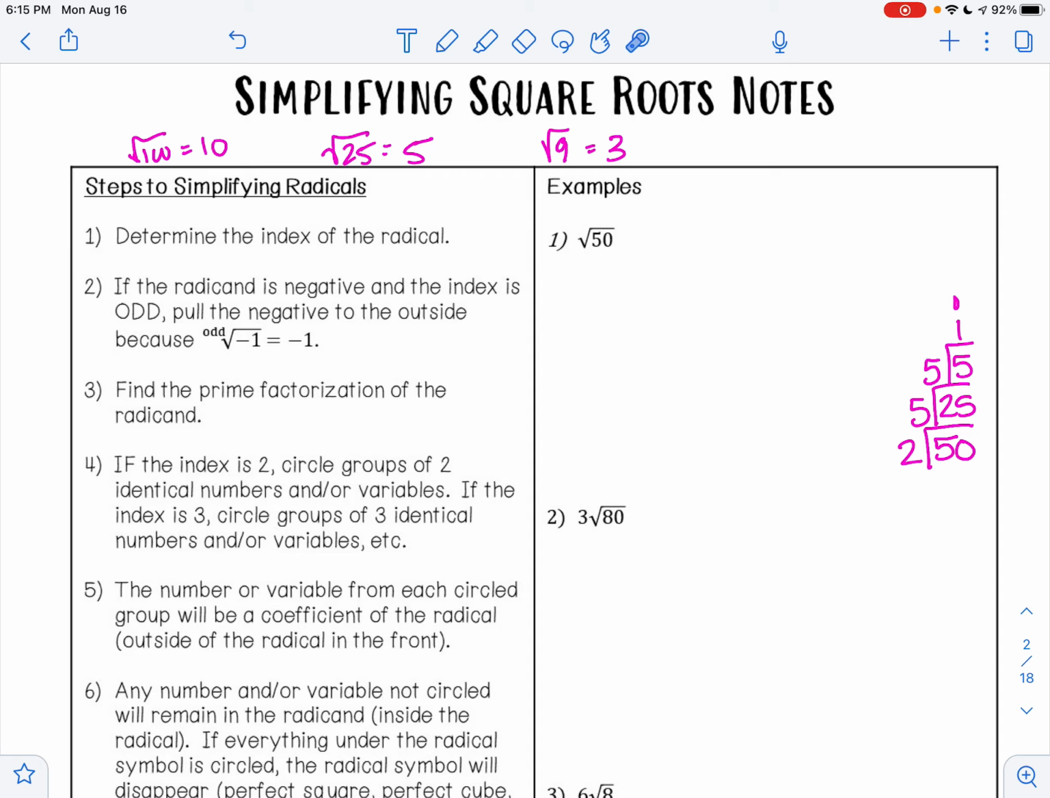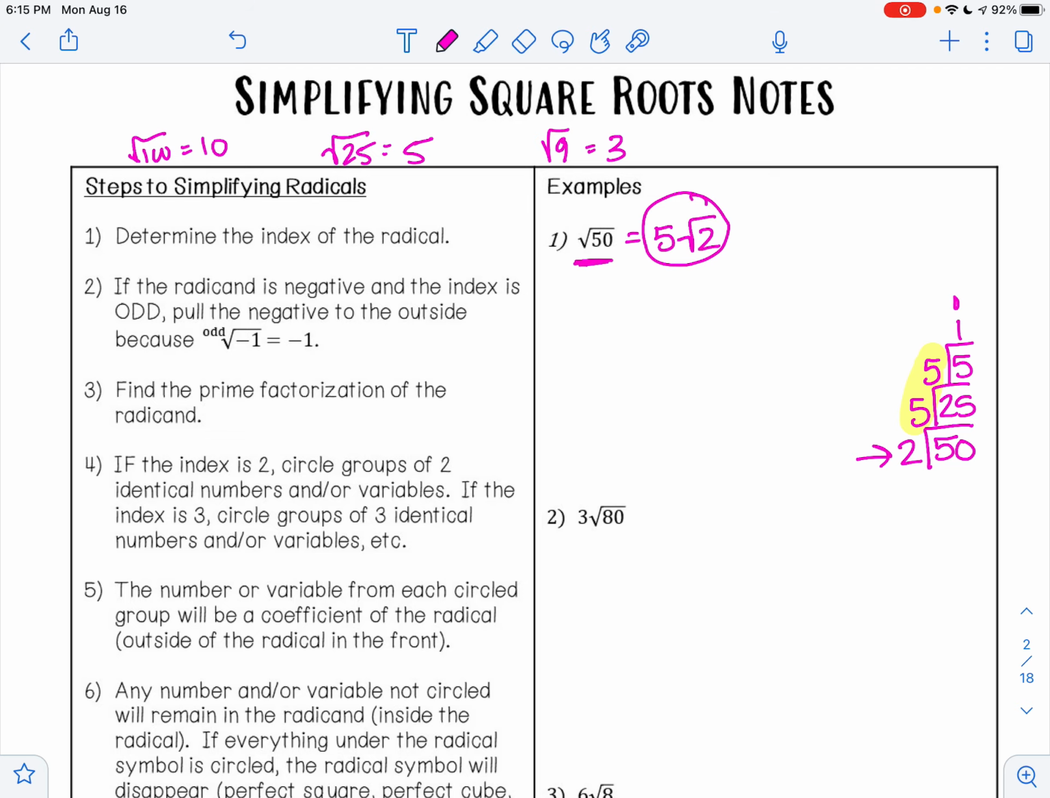Because this is a square root, square means 2. So I'm looking for pairs of numbers to be able to leave the square root symbol. Well, here I have a pair of 5s that can leave the square root symbol. So 5 is going to become my coefficient. 2 does not have a pair, so 2 is going to stay inside the square root symbol. So that means that the square root of 50 simplifies to 5 square roots of 2. That is my answer.